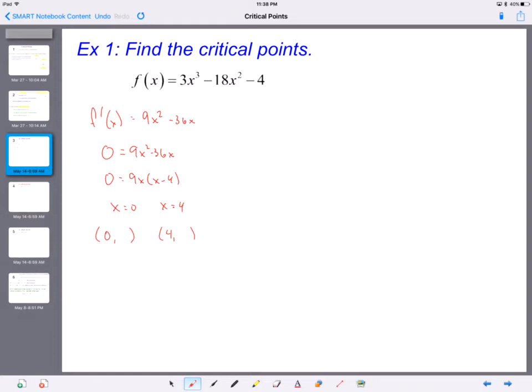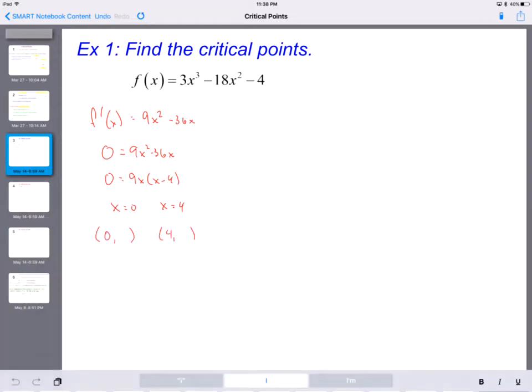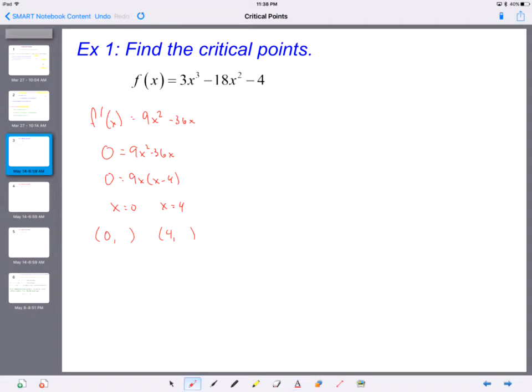So we're going to plug these back into the function. So we'll do f of 0, and if you plug that back in, you'll get 3 times 0 cubed minus 18 times 0 squared minus 4. So you can see with all those zeros, everything cancels out except for the negative 4. So we got 0 comma negative 4. So that's one critical point.